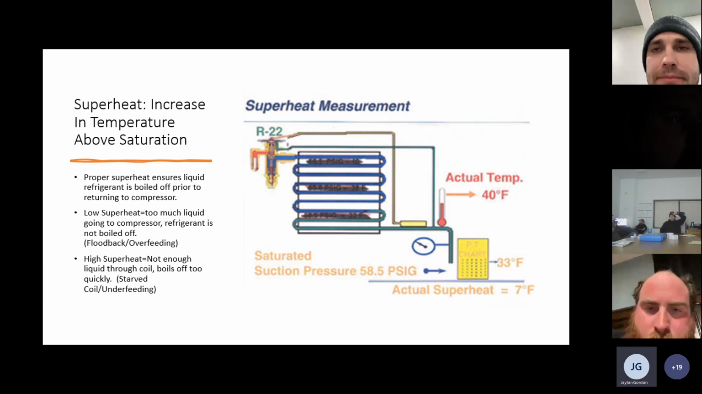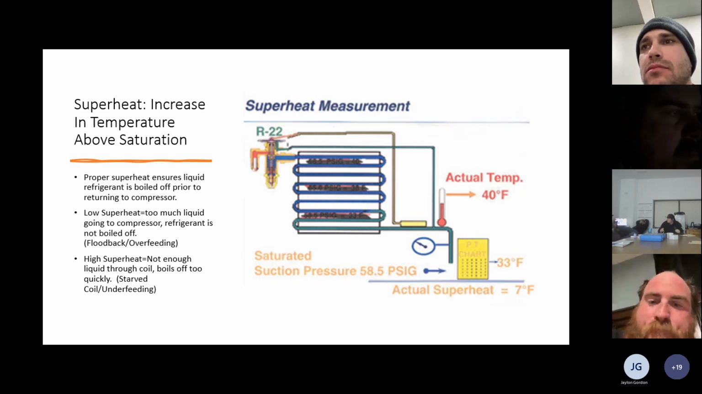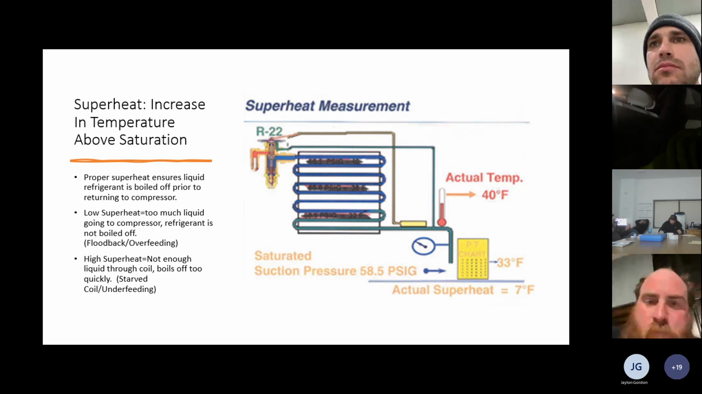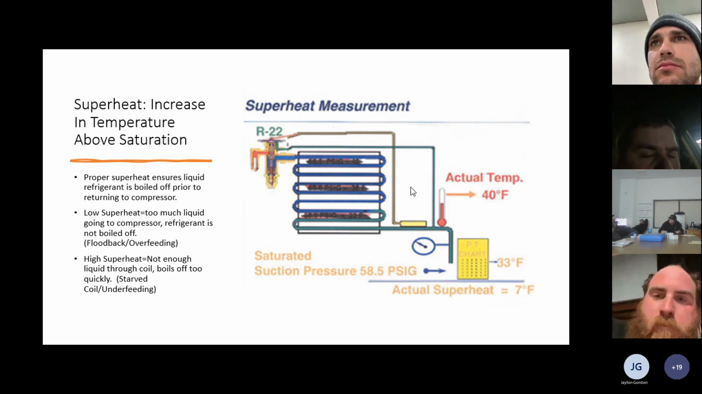That's all I was just saying. I would base it off a rule of thumb of 10 degrees of set point. So if your set point's at 35 degrees, you more than likely can start checking your superheat around that 45-degree mark if it's a cooler, right?